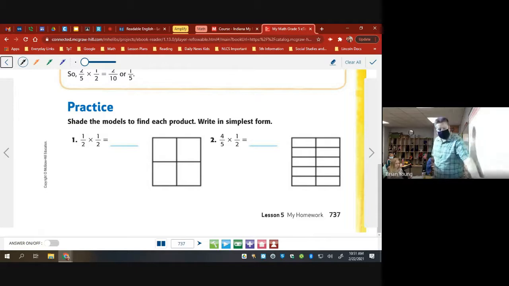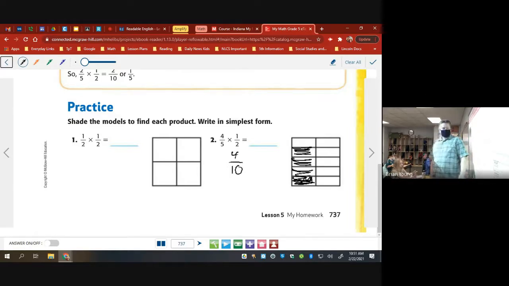We got our 5, we got our 2. How many are we going to shade in that first one? 4. So we're going to shade in 1, 2, 3, 4. How many are we going to shade in of the 1/2? There's 1. How many total are shaded? 4 out of 10. Will I leave it that way?